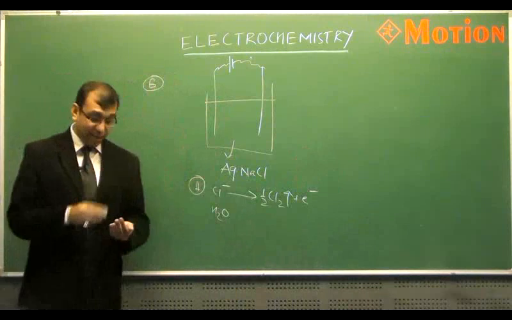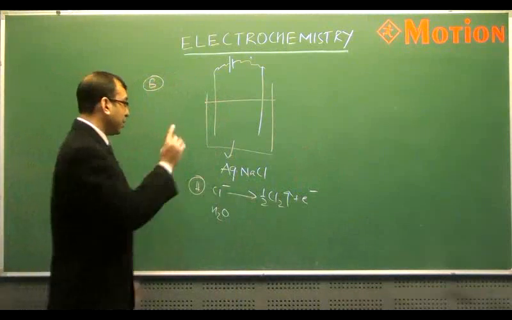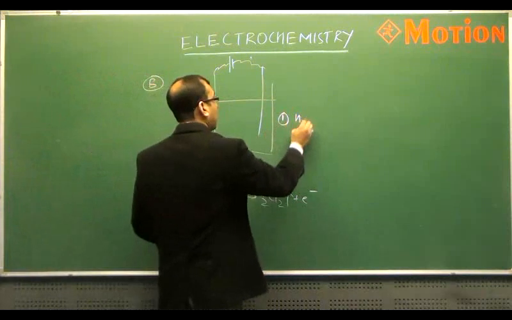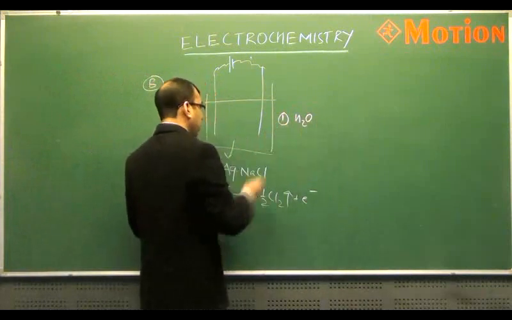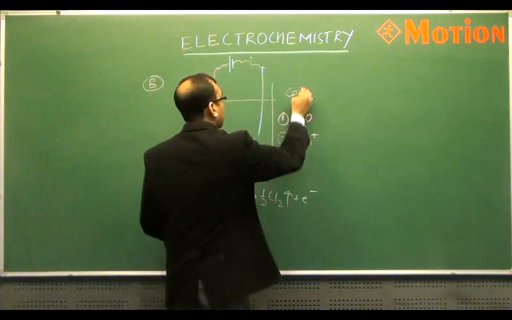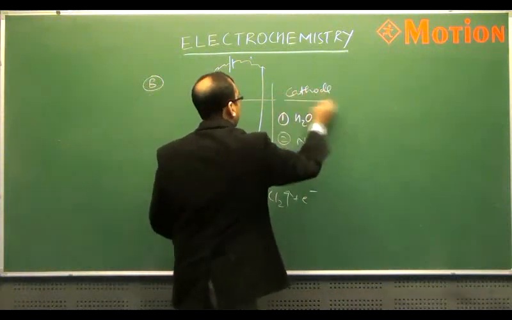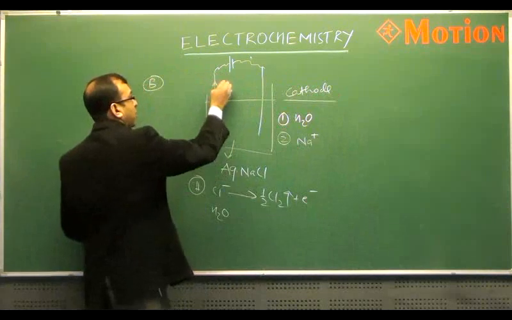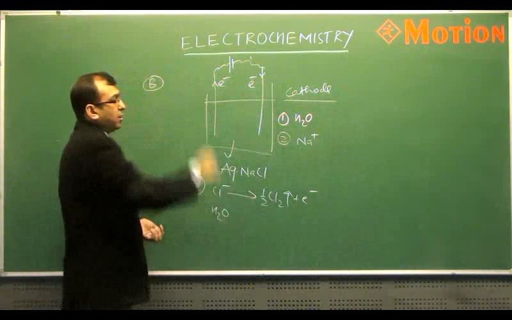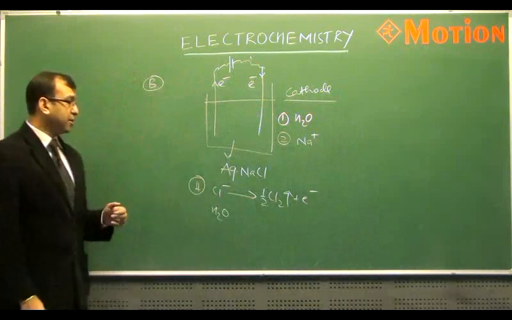But what will be taking place at the cathode? At the cathode again there are two candidates. One is water and the second one is Na plus. These are the two candidates which can accept electrons, because we know that electrons released from the anode are now coming into the solution by the cathode through the external device.